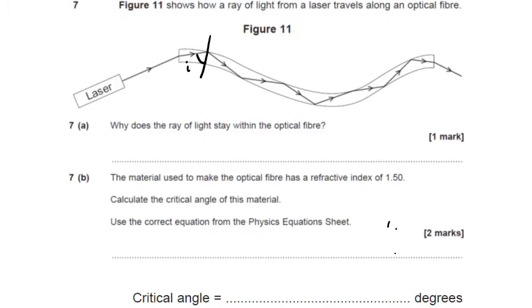incident angle is greater than the critical angle, then the ray is totally internally reflected and all of the beam stays inside the light. So, drawing our normals on here, it's always striking at an angle greater than the critical angle, and so the beam stays in there. So the answer to this 7 part A is total internal reflection.